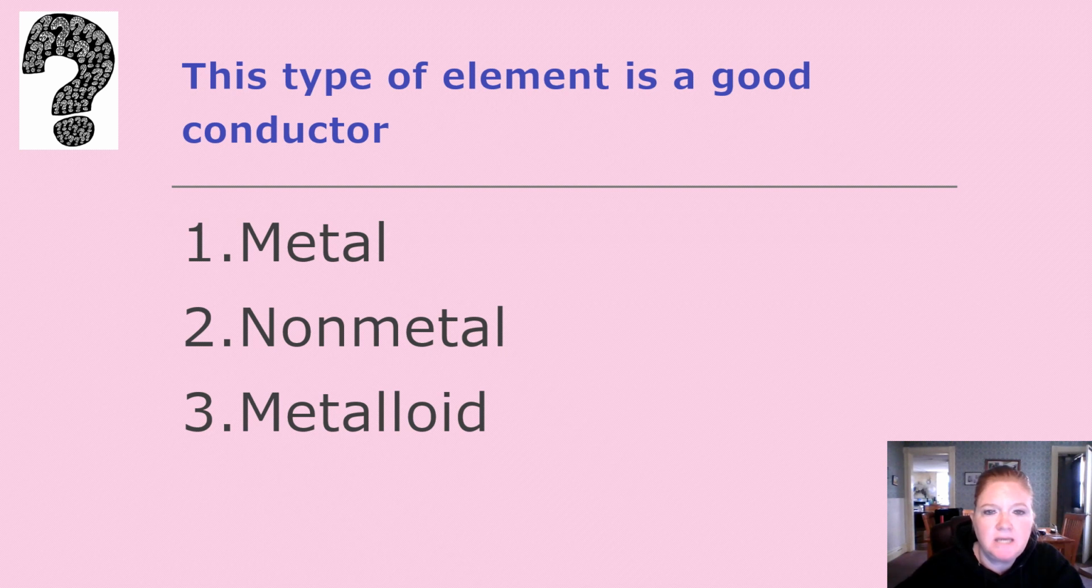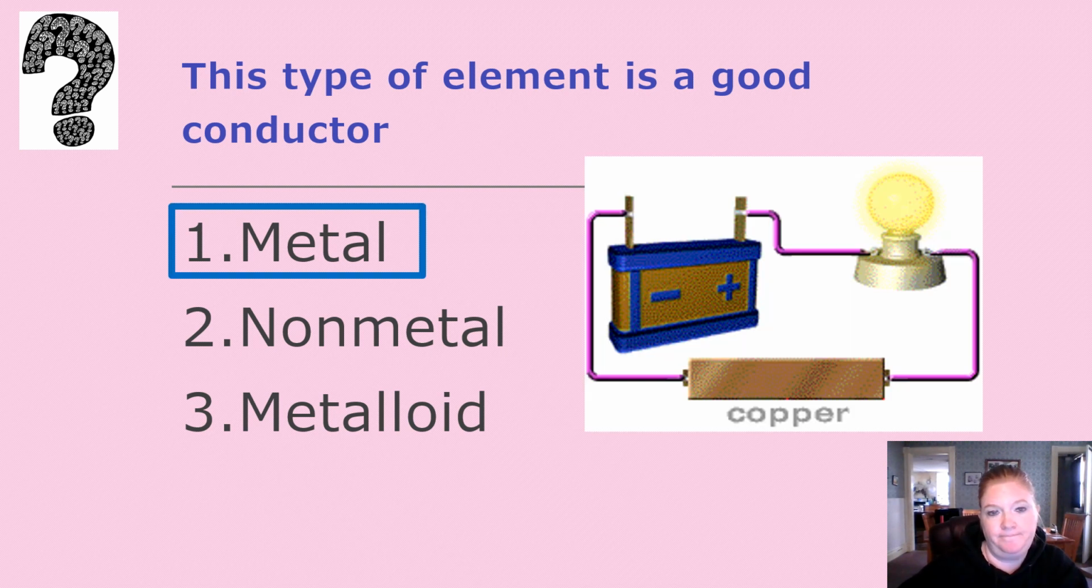All right, so this type of element is a good conductor. Which one? Metals, right? Metals are good conductors of both electricity and heat. Okay, so you can see in this GIF, we get to wood, it doesn't light up, but we use other elements like copper, lights up, glass does not, steel, it does. Metals, conductors.